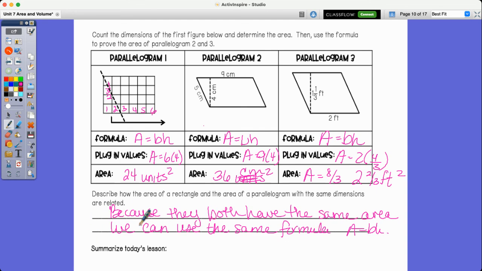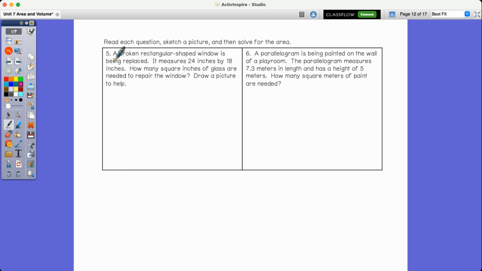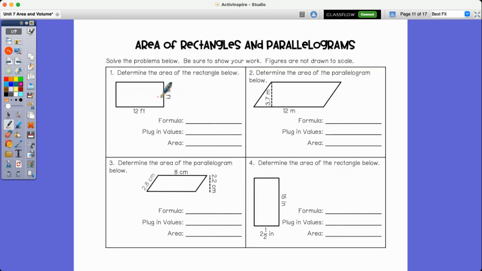You guys are going to summarize your lesson, but that's not all. On your next page, you have area of rectangles and parallelograms. I actually want you guys to practice a few of these. So there are a total of 6 problems. I want you to do at least one of the word problems, so you have to choose either 5 or 6, and then you're going to do 1 parallelogram and 1 rectangle.